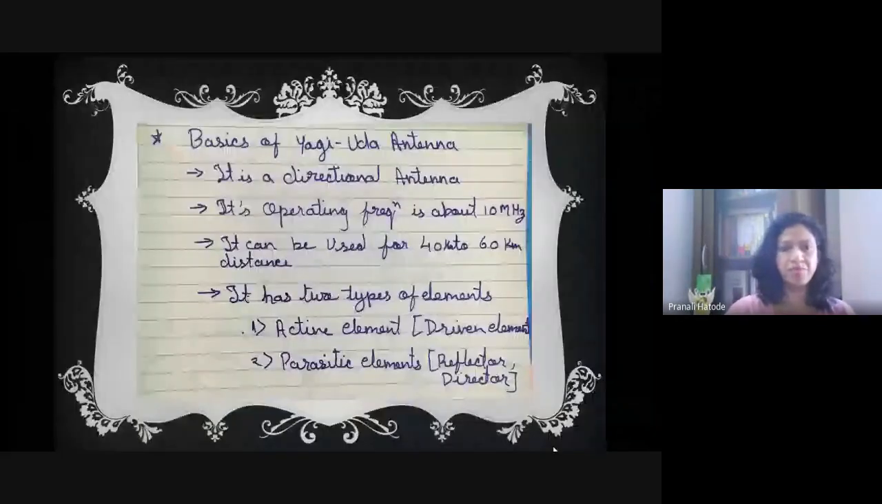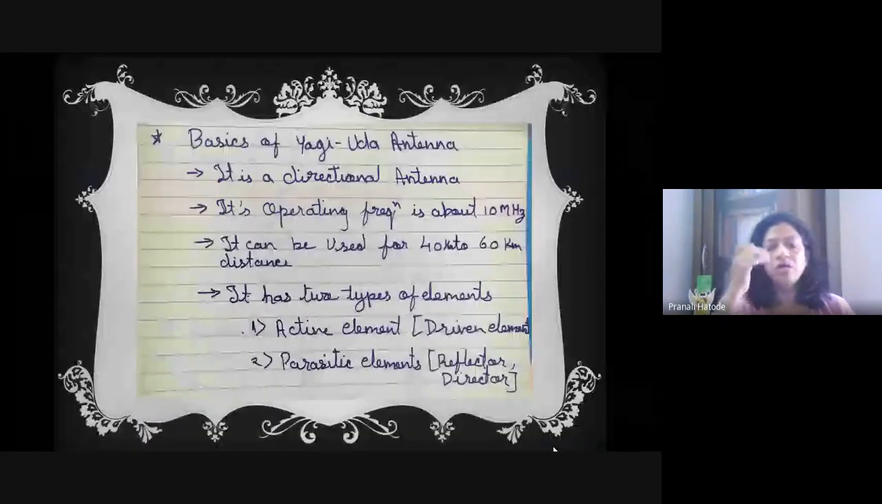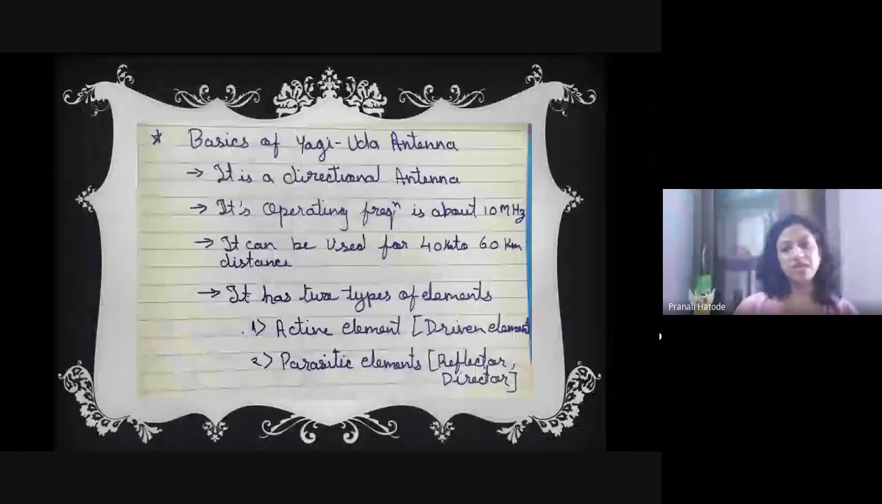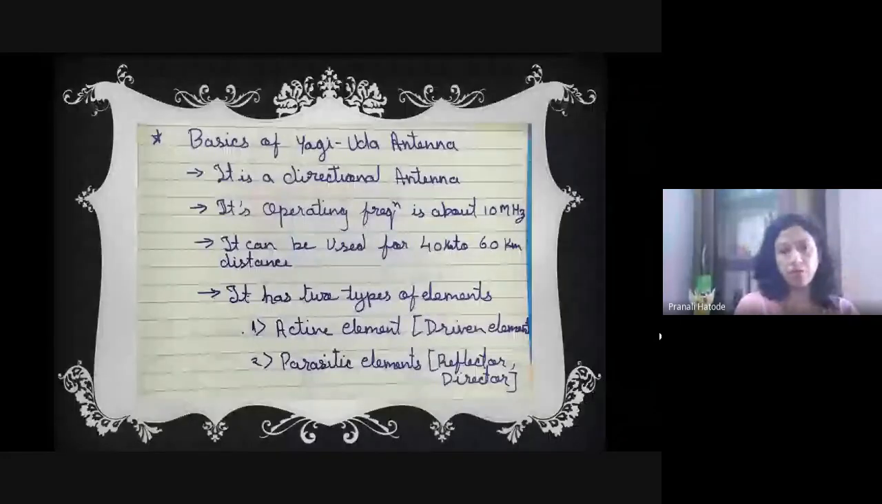Now let us start with the basics of Yagi antenna. It is a directional antenna. What do you mean by a directional antenna? A directional antenna is an antenna which has a radiation pattern focused or directed in only one single direction. Okay, and the omnidirectional is the antenna which radiates in all possible directions. So it is a directional antenna.